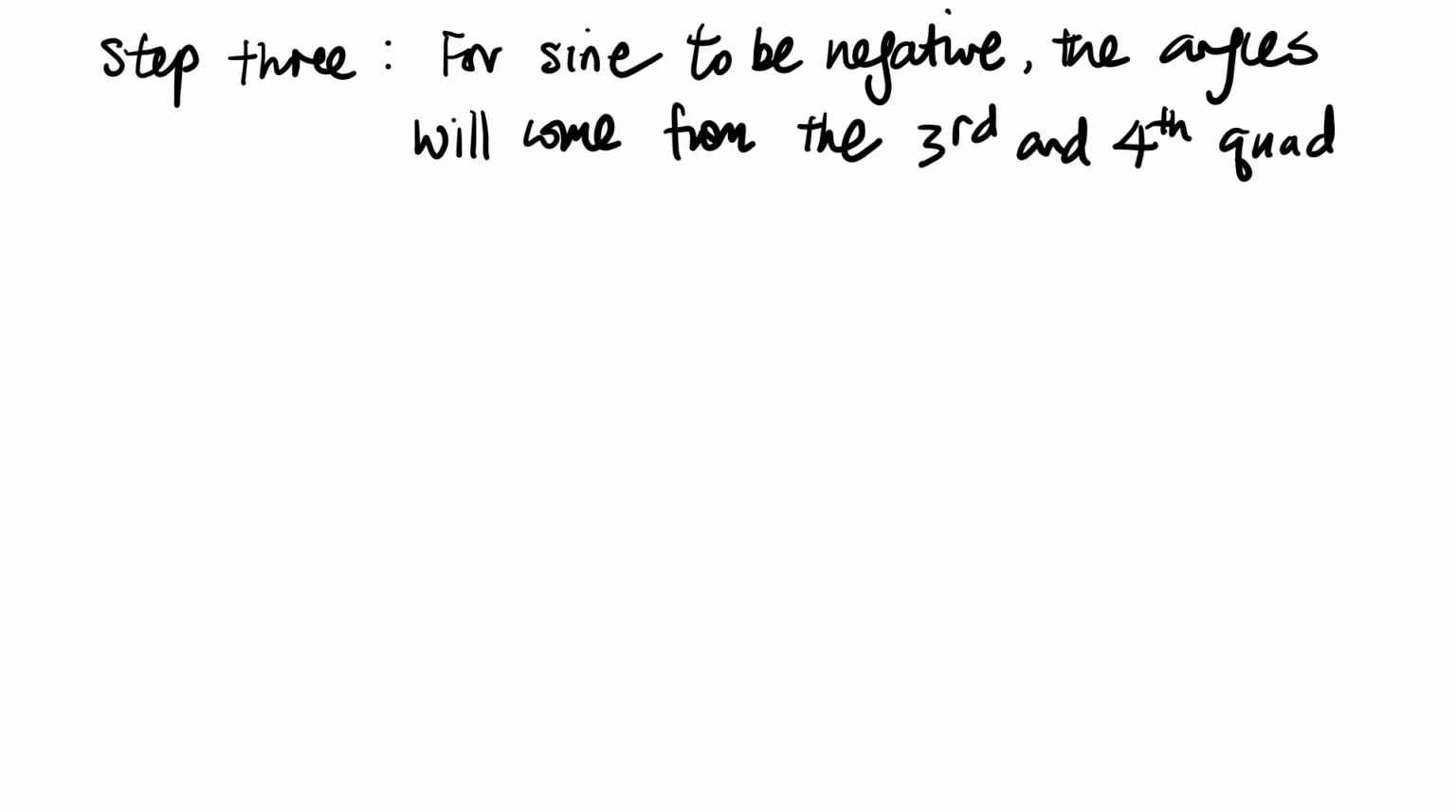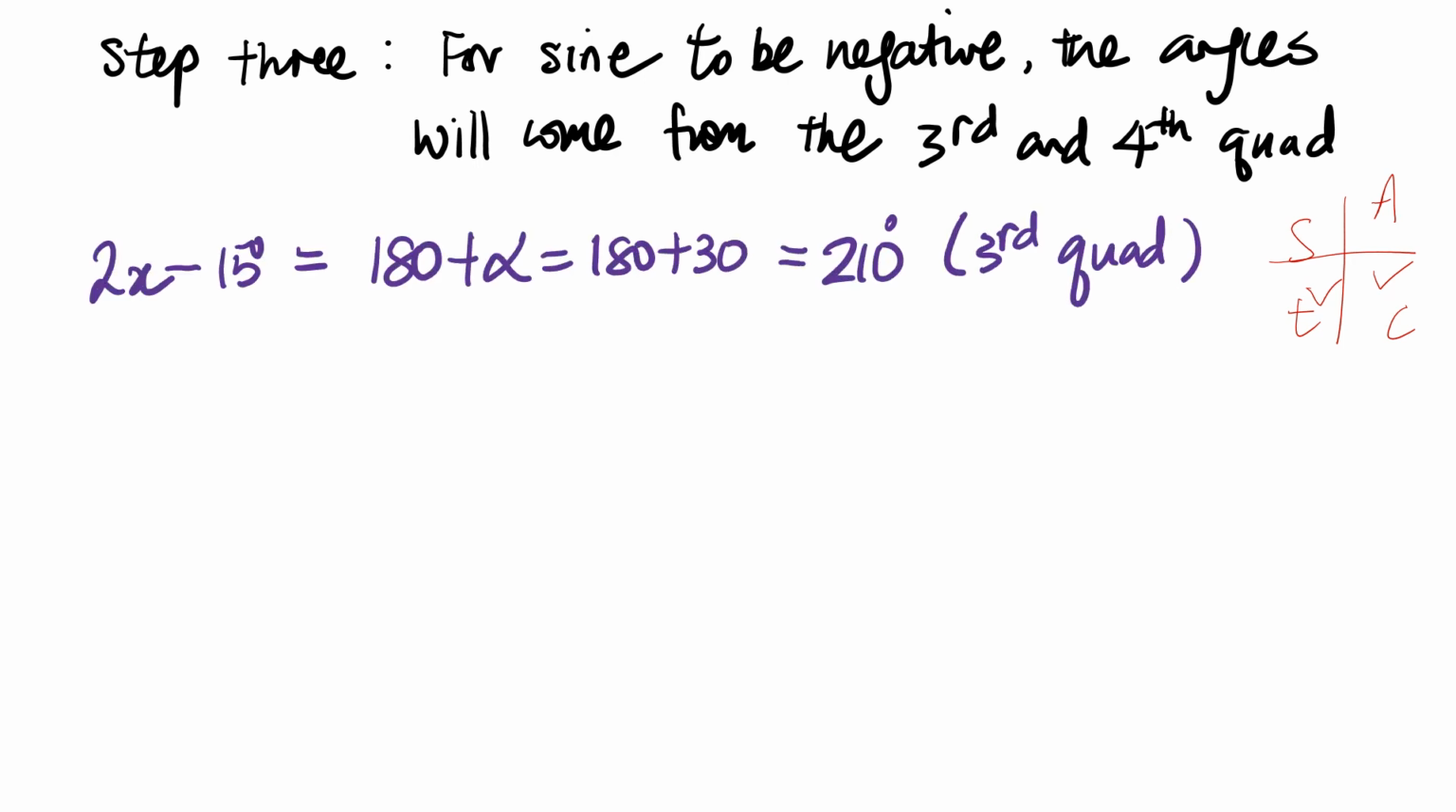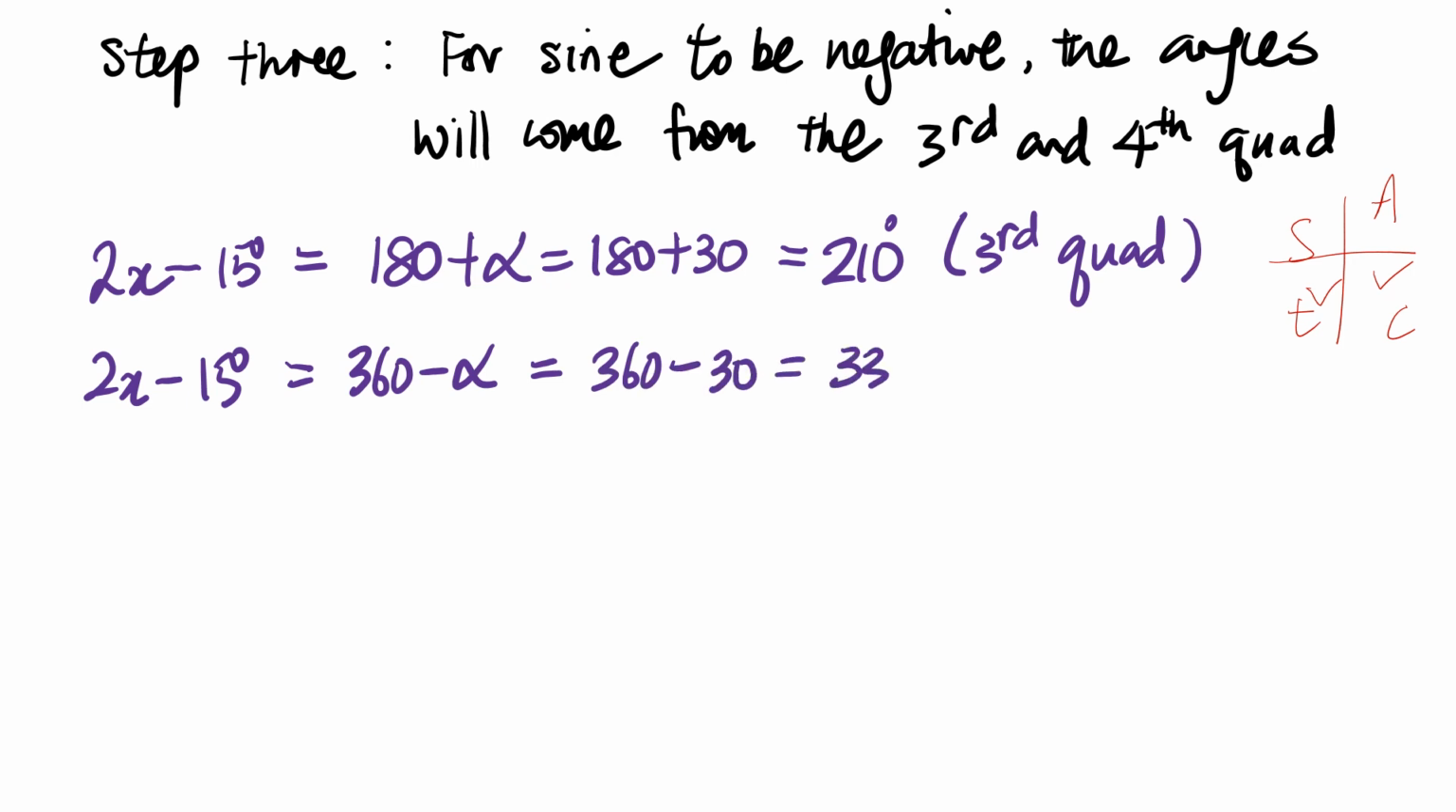Right, step 3, we have to find the quadrants where the values of x should come from. And because we're dealing with sine ratio, sine 2x minus 15 to be a negative half, remember you add sugar to coffee, negative will come from your third and the fourth quadrants. Okay, so the third quadrant will be 180 plus alpha, which is 180 plus 30, 210. That is the third quadrant. And the fourth quadrant will be 360 minus alpha.